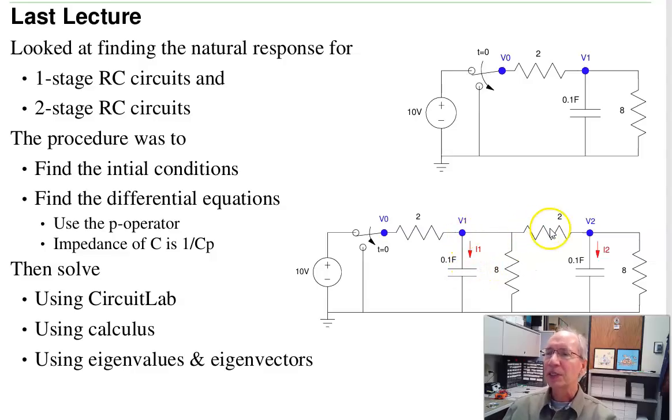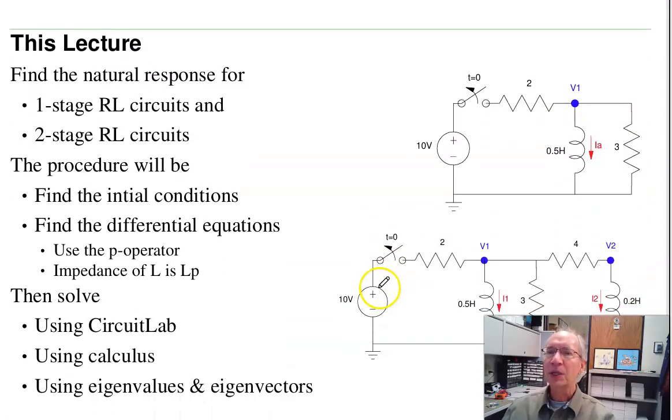If I give it some initial condition, like V2 equals 1 volt, what value of V1 makes V2 decay as fast as possible? That's the fast eigenvector decaying as the fast eigenvalue. What value of V1 makes V2 decay as slow as possible? That's the slow eigenvector decaying as the slow eigenvalue.